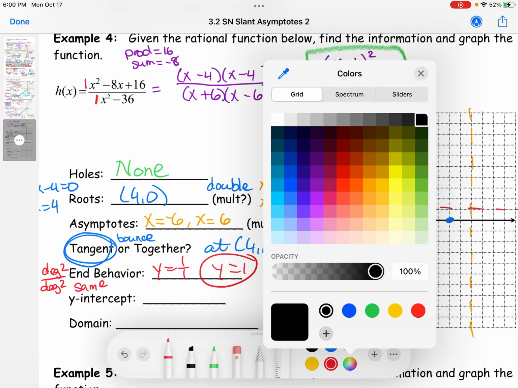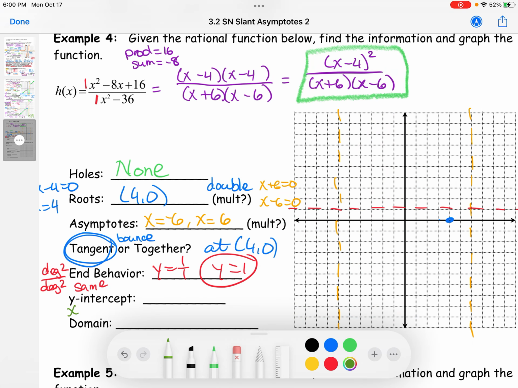To find the y-intercept, we want to set x equal to 0 and solve for y. We'd use the unfactored form. So we'll get positive 16 over -36. We can divide both of those by 4. It's going to be negative 4 over 9. So (0, -4/9) is the y-intercept. 4 over 9 is really close to half. So there's our y-intercept. So we have 2 vertical asymptotes, 1 horizontal, and we have a couple points in between.